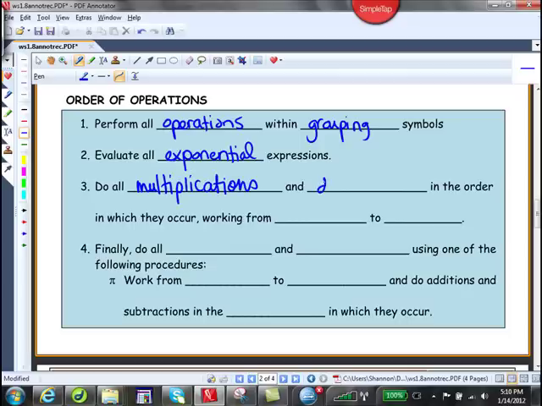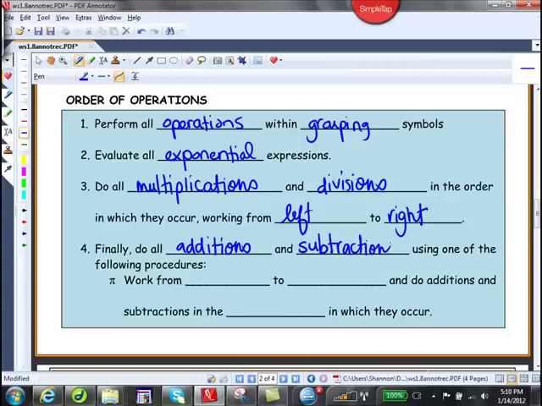And divisions in the order in which they occur, working from left to right. Finally, do all additions and subtractions using one of the following procedures.